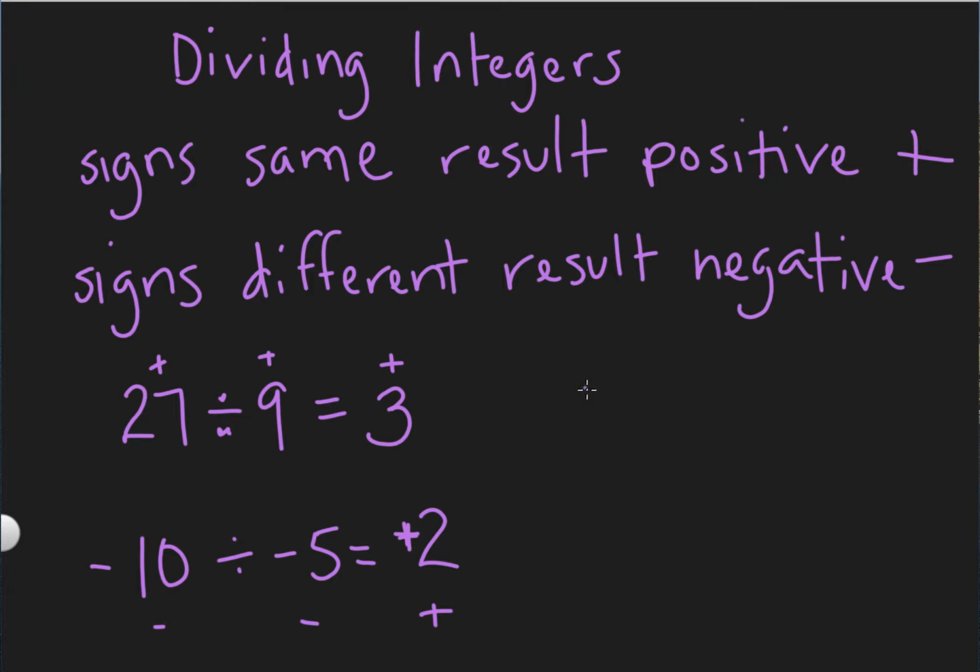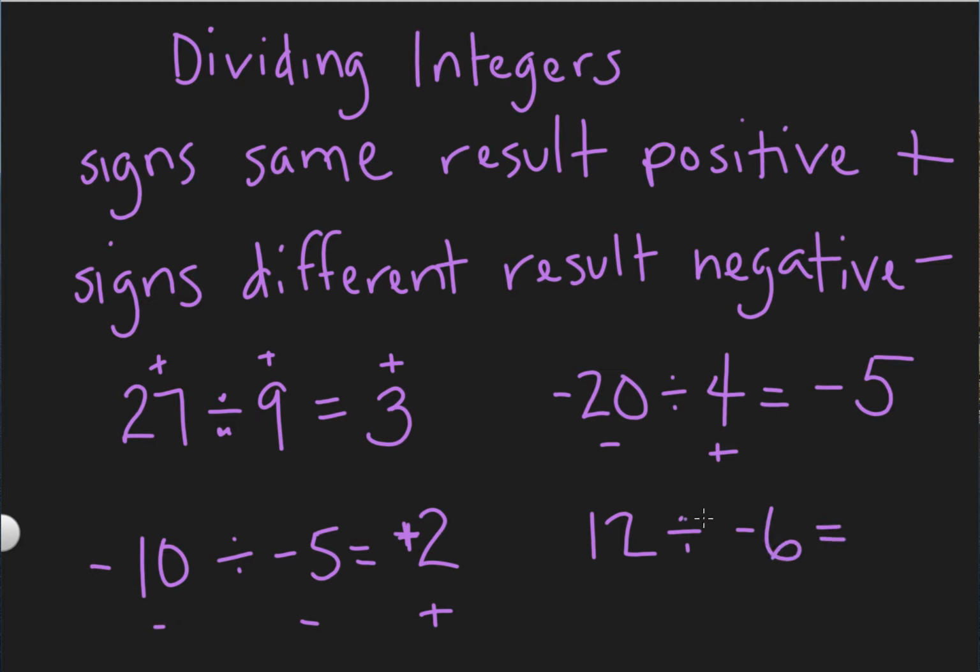If they're different, so we've got a negative 20 divided by a positive 4, we've got a negative and a positive. These are different signs, so my result is going to be negative. So negative 20 divided by 4 would give me a negative 5. If I have a positive 12 divided by a negative 6, these signs are different. So we've got a positive and a negative. That means my result has to be a negative. So 12 divided by 6 would give me 2. So my answer is negative 2.